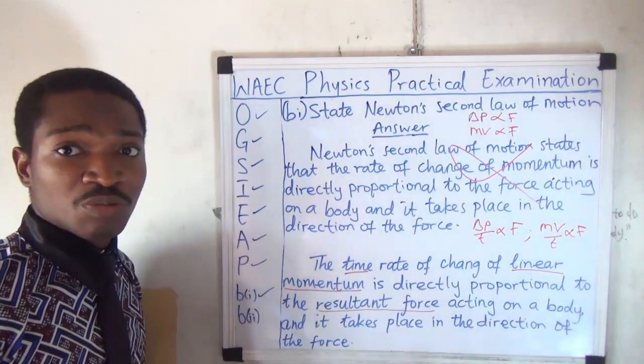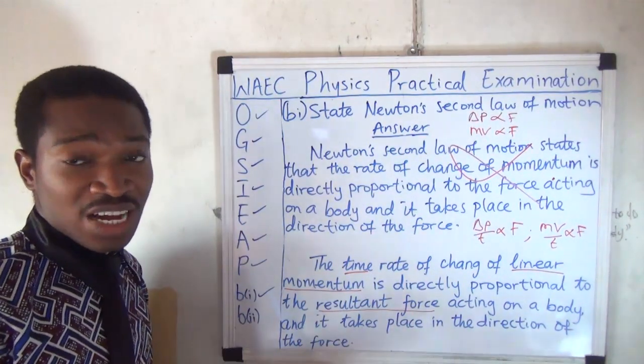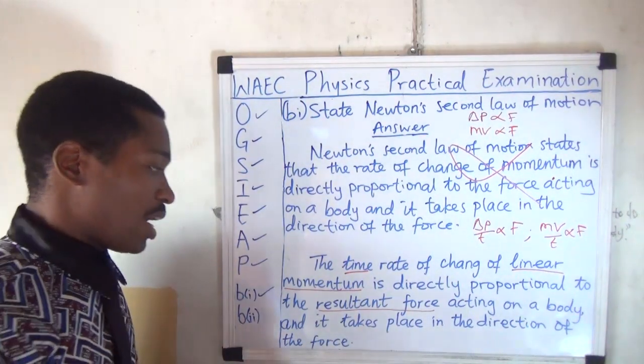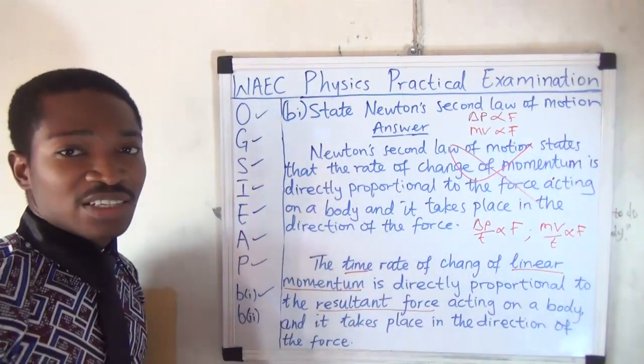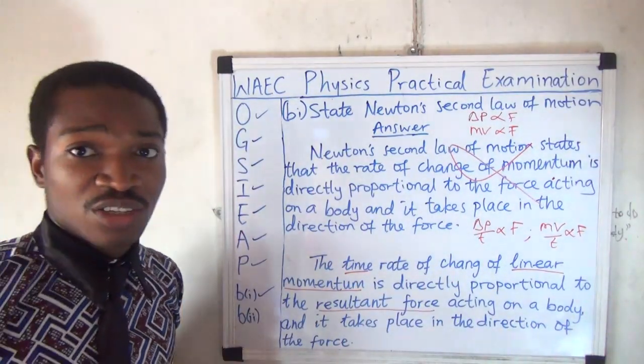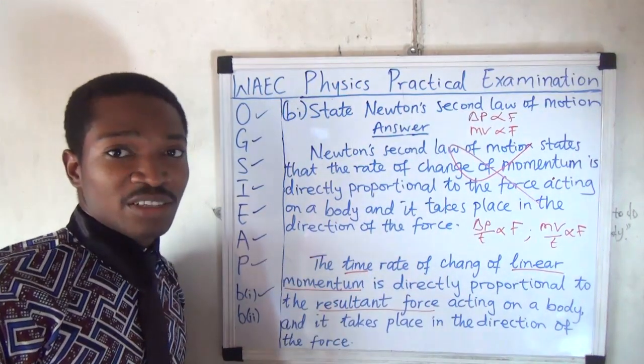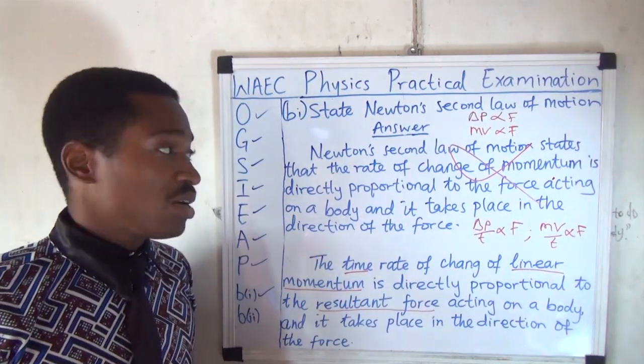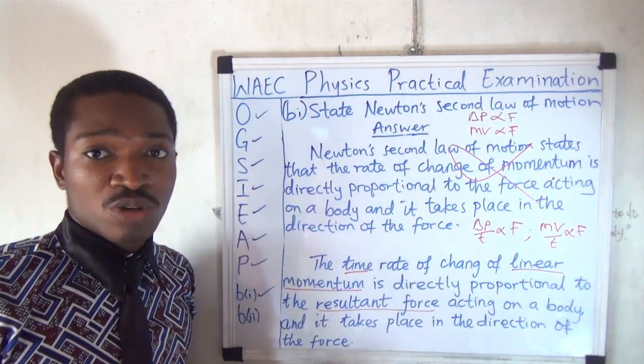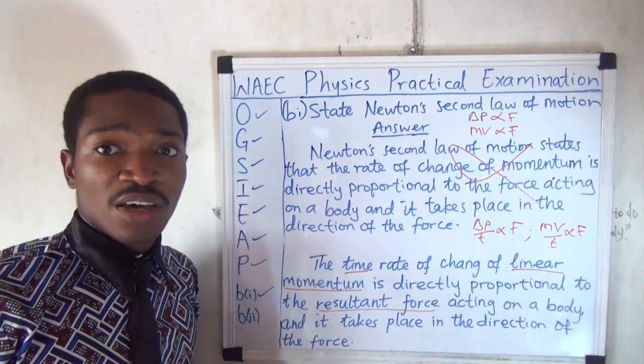resultant force, not just the force, because you might have two or more forces acting on your body. So it takes place in the direction of that resultant force. It takes place in the direction of the force. Experiments would verify this to be correct. So when you are stating your law, you must always state the correct law.